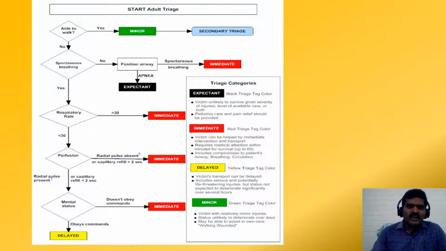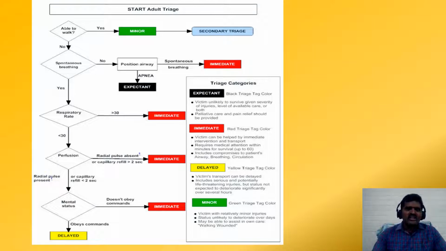Once the walking patients are separated, then look whether the patient is breathing spontaneously or not. If the patient is not spontaneously breathing, position the airway. Even after positioning the airway, if the patient is not breathing, he falls into the expectant category, category 4, which is the dead or the dying patients. Once you position the airway and the patient starts breathing, he falls into the immediate category. That means he needs airway management immediately and other measures to stabilize the patient for life-saving measures.